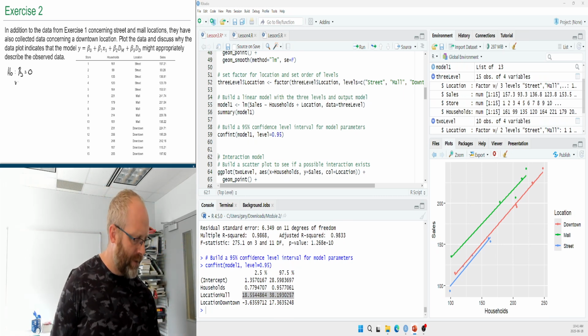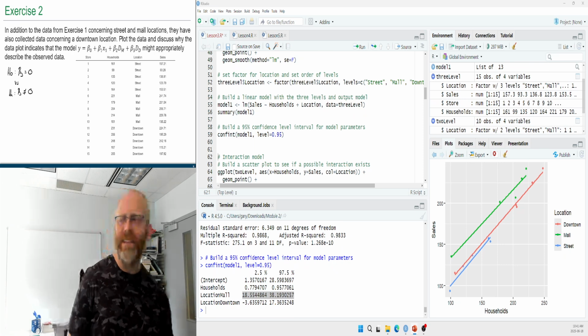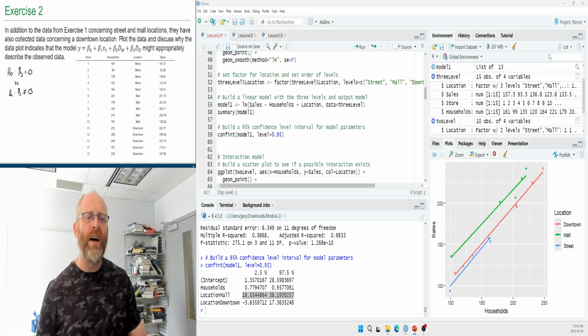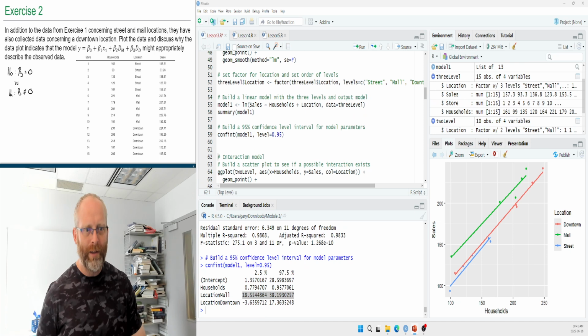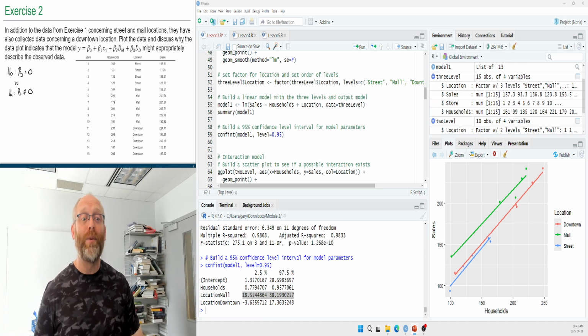Versus the alternative, beta 3 is not equal to 0. And again, we're doing a two-tailed test because I don't care if it's positive or if it's negative. It could be an increase, it could be a decrease. I don't care. There is a difference. I'm just saying it's not equal to 0.